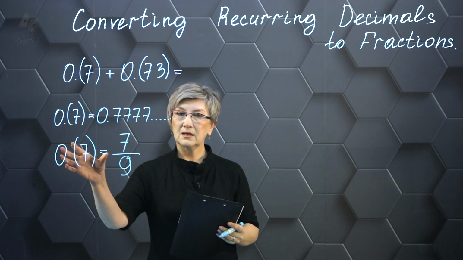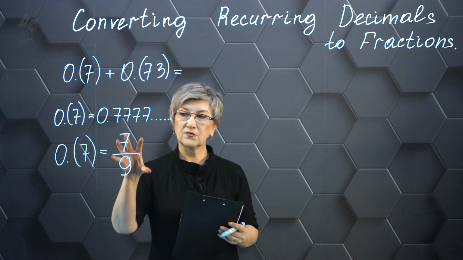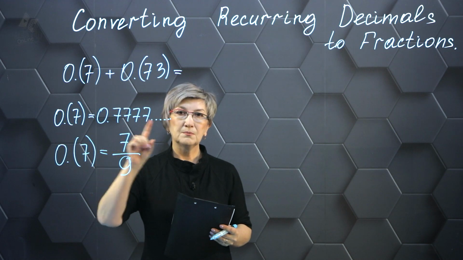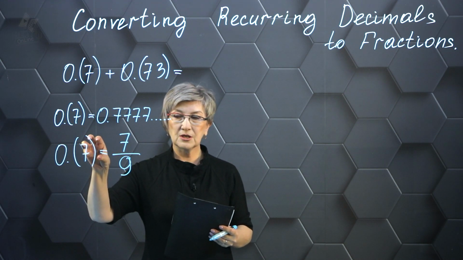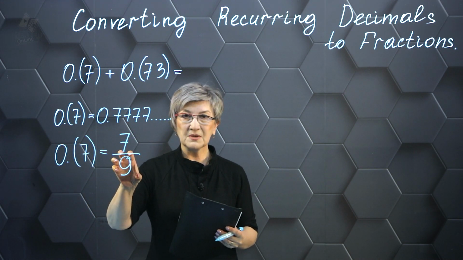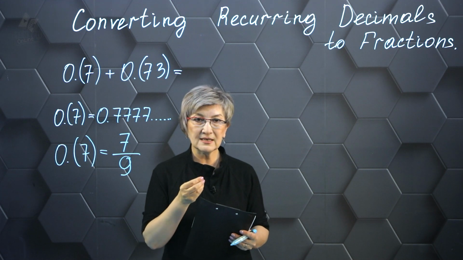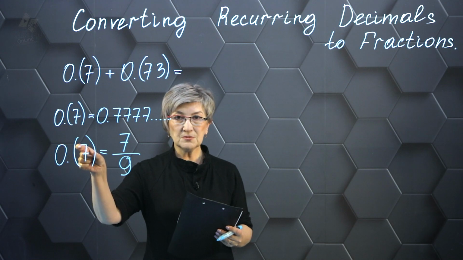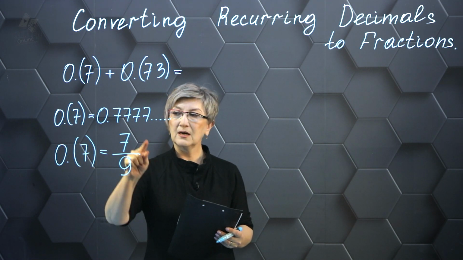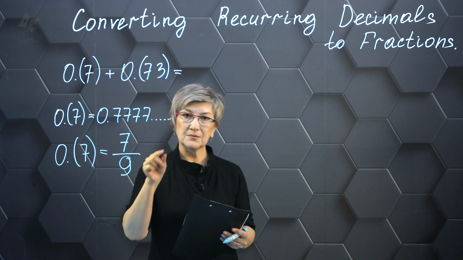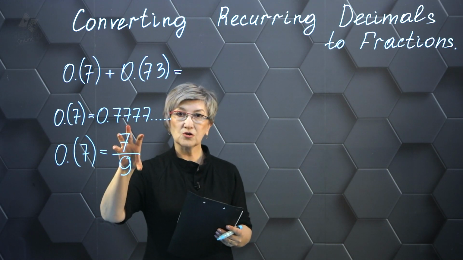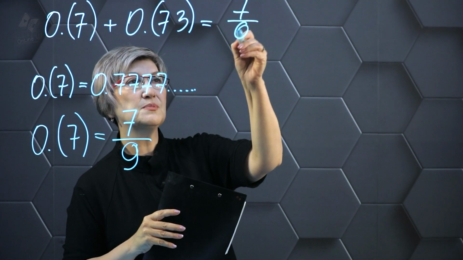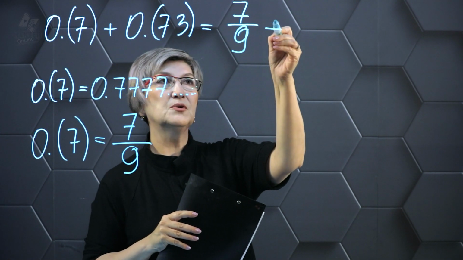Once again, in order to write this number as a fractional number, I have to write the period of the decimal in the numerator, and in the denominator, write only 9s. How many digits are in the period? In our case, there's 1 digit in the period. So the fraction 0.(7) is the number 7 ninths. So in our example, I go back and write down 7 ninths plus.